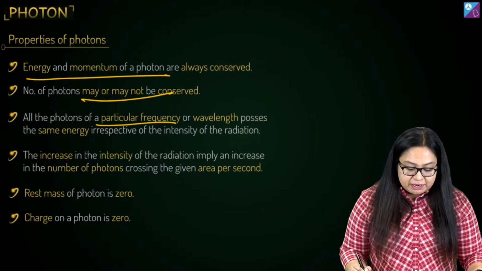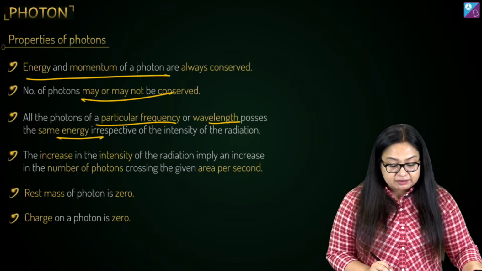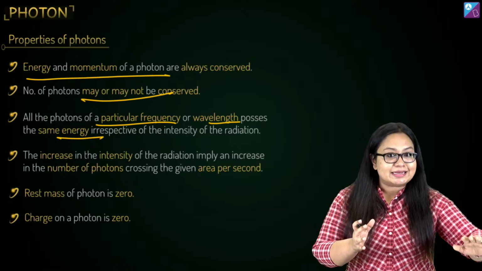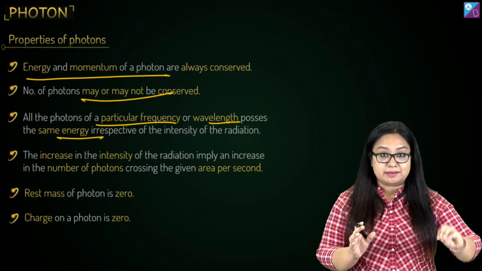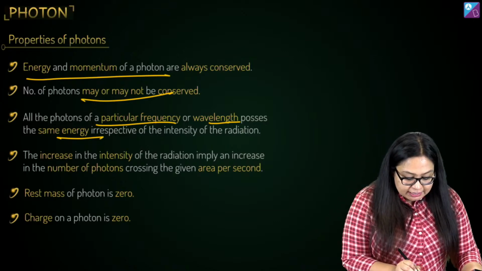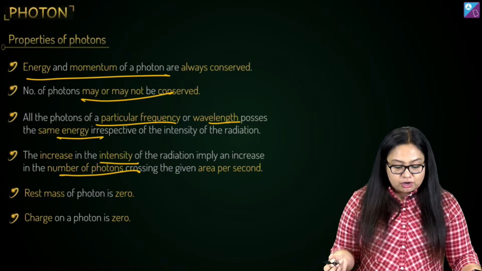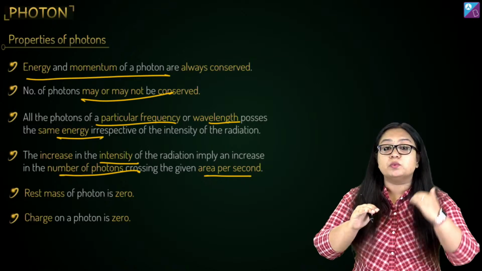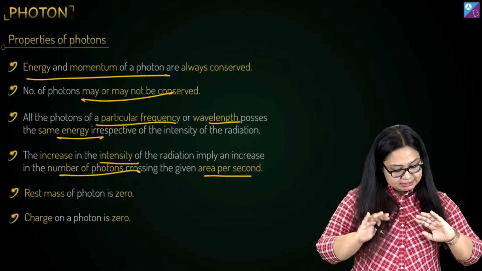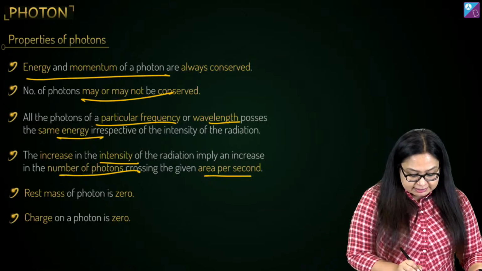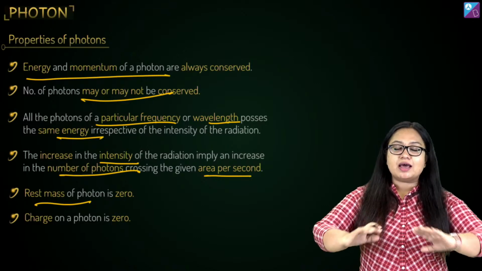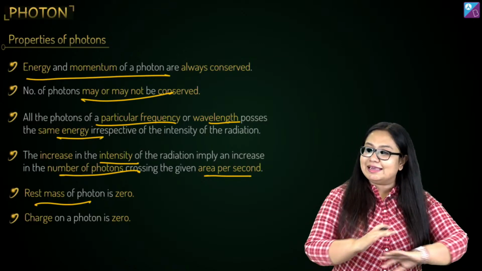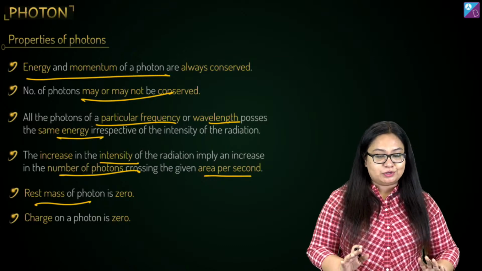Now, all the photons of a particular frequency or wavelength possess the same energy irrespective of the intensity of radiation. Yes. So if you fix the frequency, no matter what you do with intensity, the photons will have the same energy, right? Okay. The increase in intensity of the radiation implies an increase in the number of photons crossing the given area per second. I've just told you, if you increase the intensity, the number of photons coming out will increase as well. If you decrease it, the number of photons will decrease. Simple enough? Okay. Mass of a photon is 0. Actually, rest mass of a photon is 0. But for our intents and purposes, since we do not have the special theory of relativity in our syllabus, in any scenario for you, mass of a photon will be 0. You will take that. Okay?